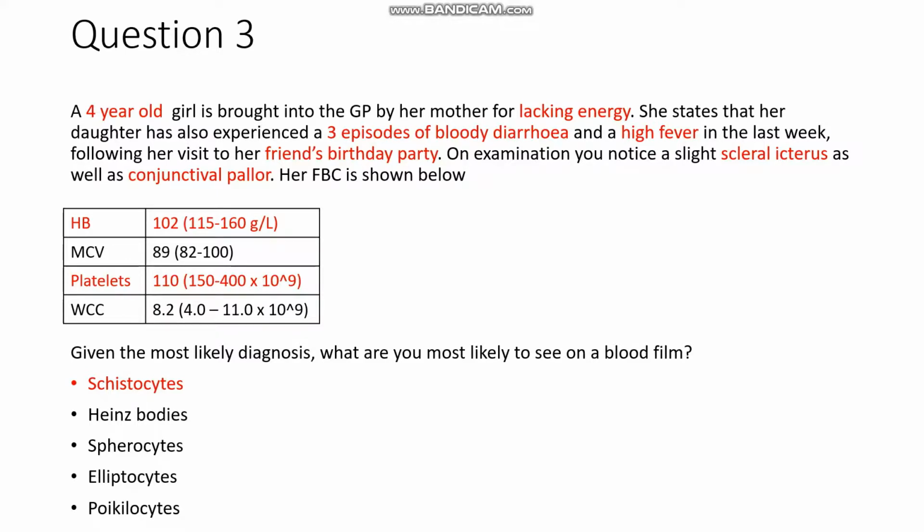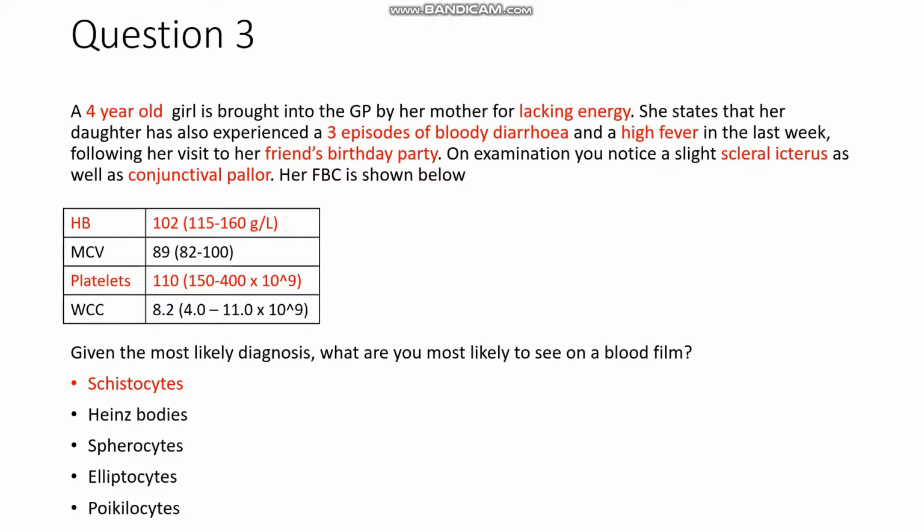And this is reflected again in their full blood count, where we see a hemoglobin of 102, which is quite low, and platelets low as well. And these are the hallmarks of a microangiopathic hemolytic anemia. Now, remember, we said the clots formed are very sharp, so when the cells move through them, they get sheared in half. Okay, so that's why we see schistocytes.